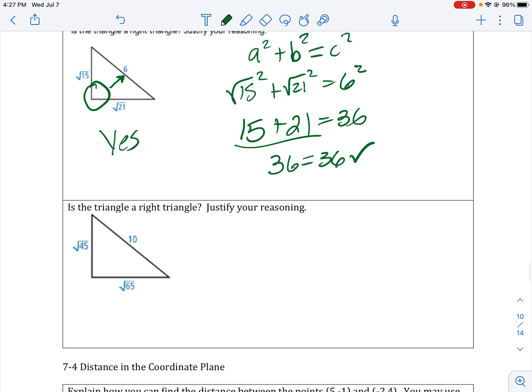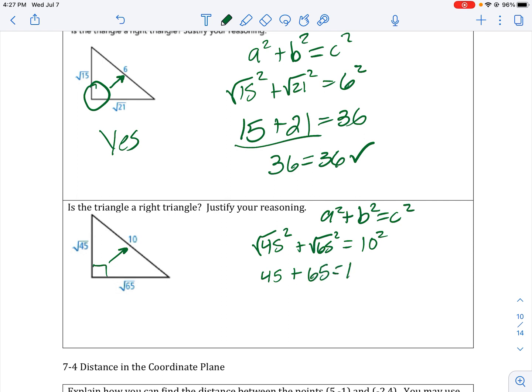Now let's do the same thing down here. I have the square root of 45 squared, because that is a leg, plus the square root of 65 squared, that is the other leg, and 10 is going to be my hypotenuse, because this looks like that would be the right angle if this is a right triangle, which means 10 is opposite of that. Square root of 45 squared is 45. Square root of 65 squared is 65. 10 squared is 100. 45 plus 65 gives me 110, which does not equal 100. So no, this is not a right triangle. So that would not be a right angle, and that is proof as to why.